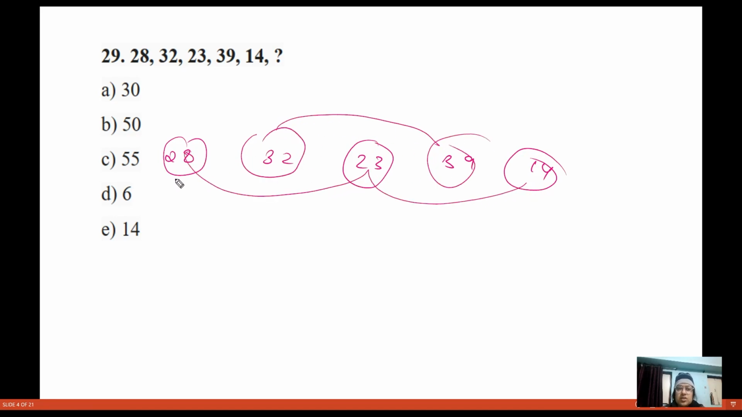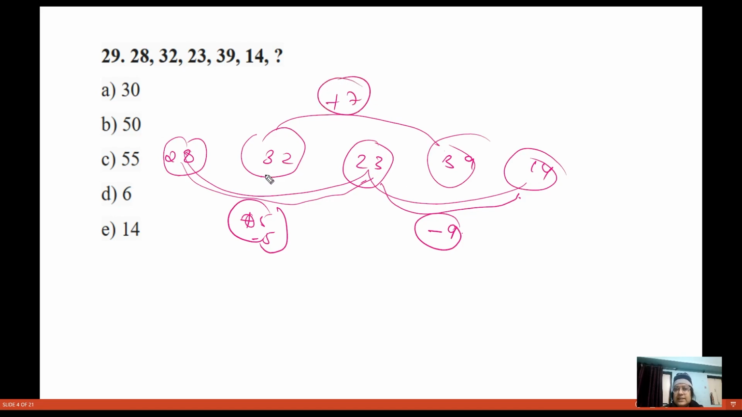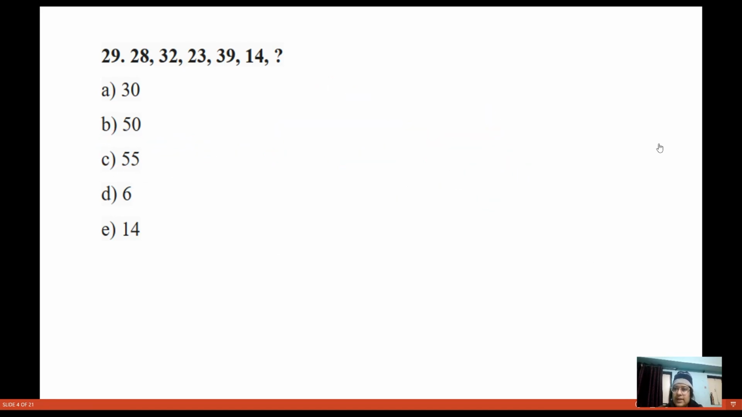But by how much? When we go 28 to 23, I can see this is going to be minus 5. But from here to here, I am seeing this is going to be minus 9, so we'll get 14. And here to here, I see this as plus 11. So 5 plus 2 but in positive sign, similarly 9 plus 2 but in positive sign. So this becomes 50. I think this is also very clear to all of you.